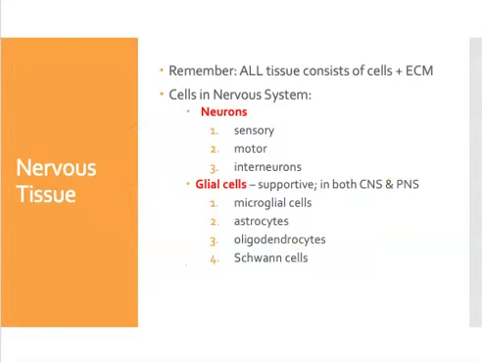So now that we've looked at the different shapes that neurons can take, let's talk about the different functions that neurons and other cells of the nervous system perform. When we talk about nervous tissue, there are two primary cell types. Remember, all tissue contains cells and extracellular matrix, and nervous tissue is no different. So when it comes to cells, there are both neurons and there are what we call glial cells.